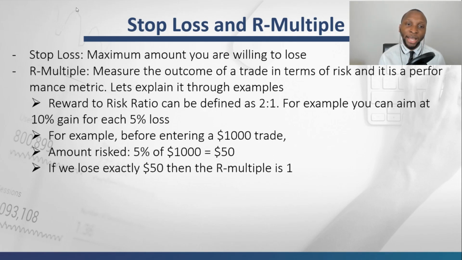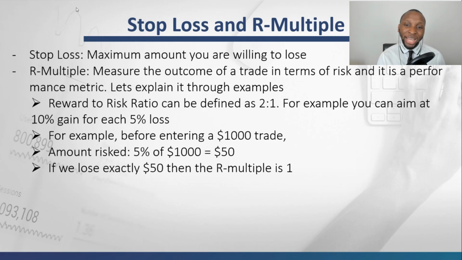So in that case, the risk reward ratio is 2 to 1. So the profit is twice the loss. It's twice how much you lose. So this is an example, as I was saying, and to demonstrate that with a $1,000 trade, if you risk at most 5%, that means that you risk at most $50.